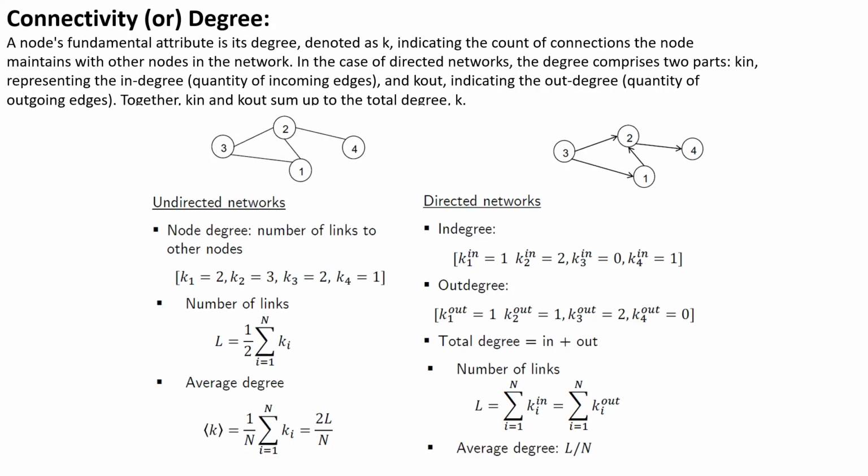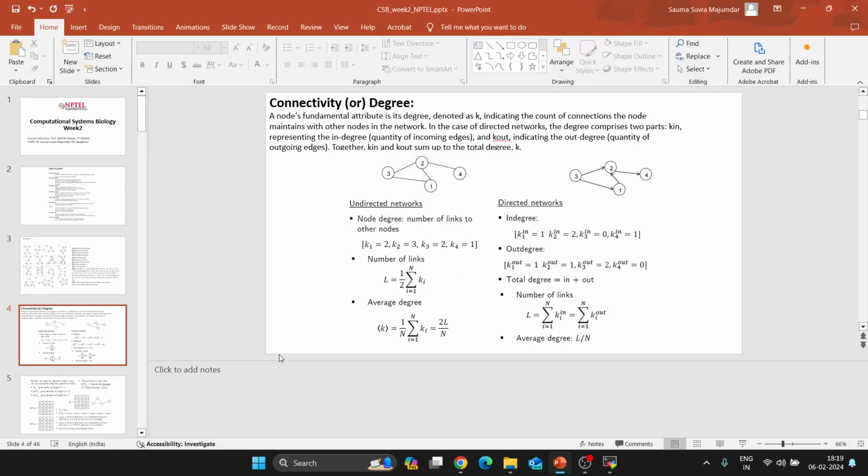Your third node will have 2 degrees, and your fourth node has 1 degree. The number of links, meaning the number of connections between the nodes, is given by L, which is 1/2 times the summation of the degrees of all the nodes.